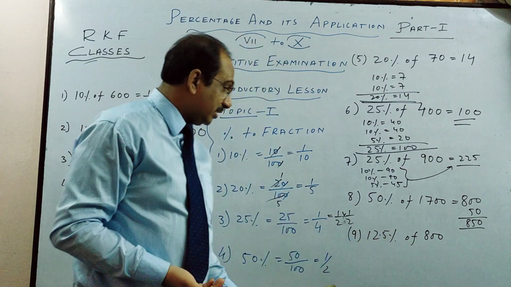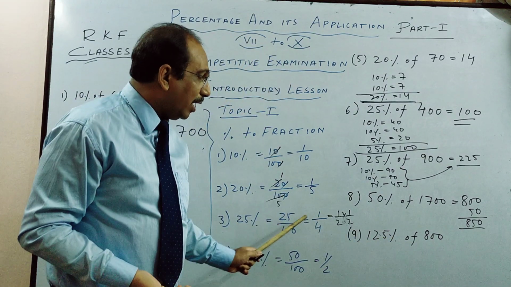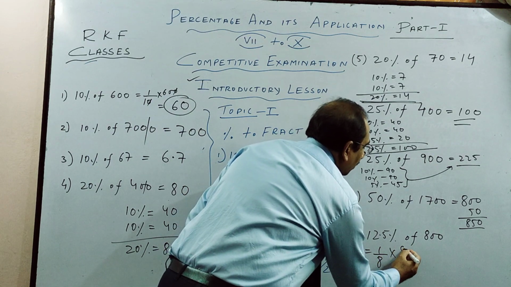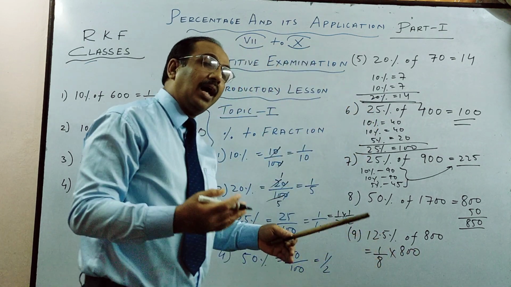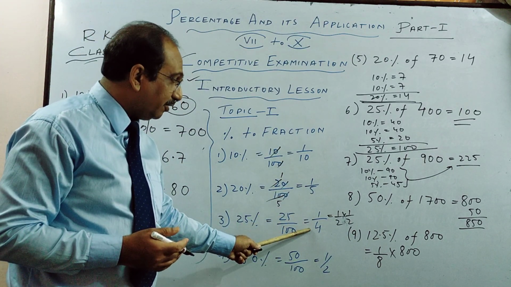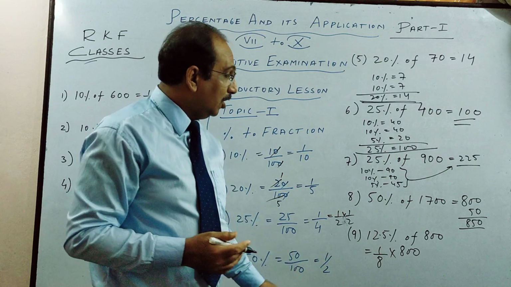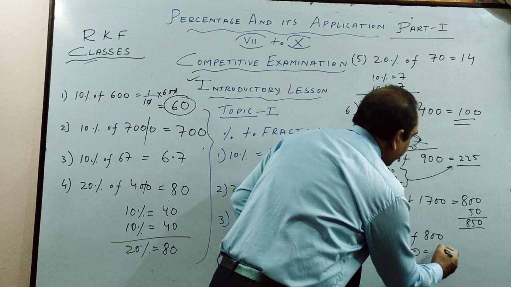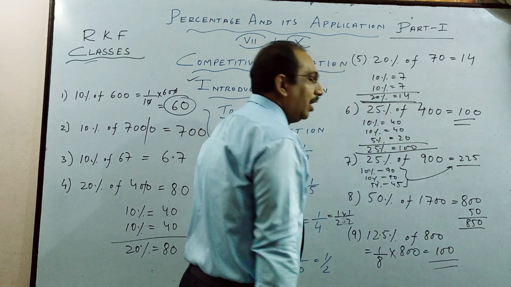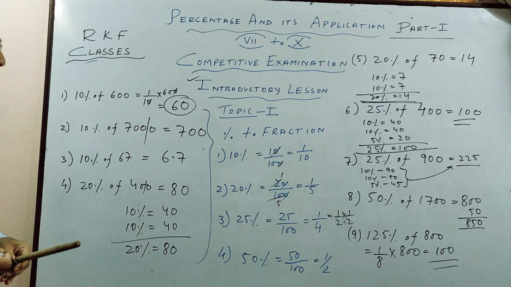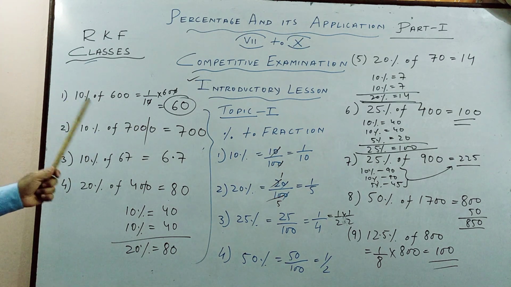Next, 12.5%. It is half of 25%. When you convert, this is 1/8, half of half of half. Half is 50%, half of half is 25%, and this is half of that. So divide the whole thing into 8 parts and you will get 1/8 of it, that is 100. I'll give you a few more examples. Pause your video, copy and practice them. Then I'll go to the exercise.